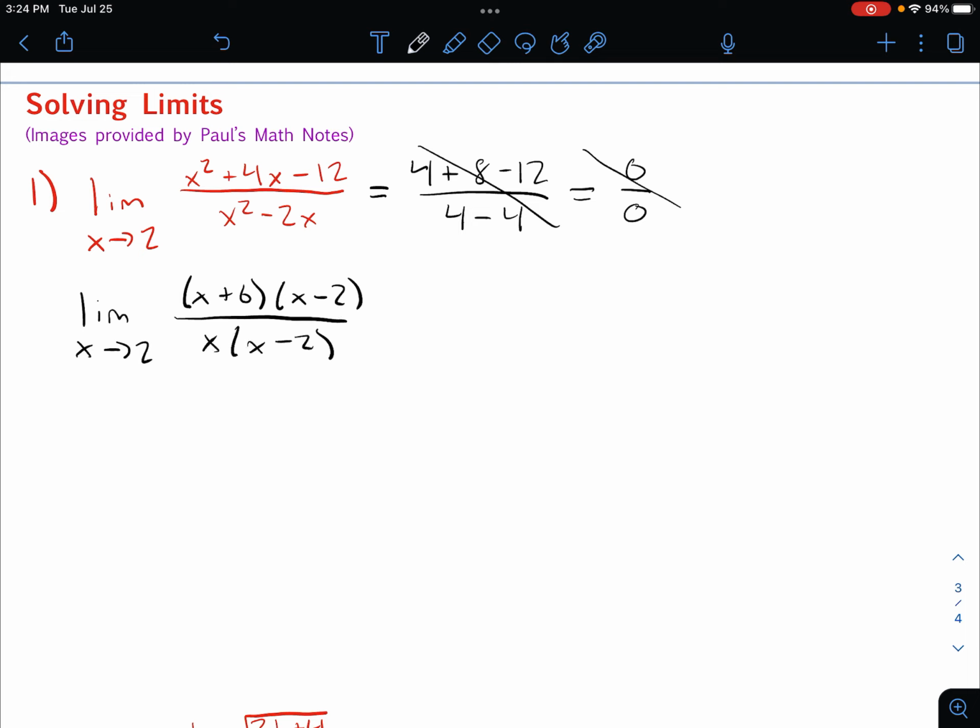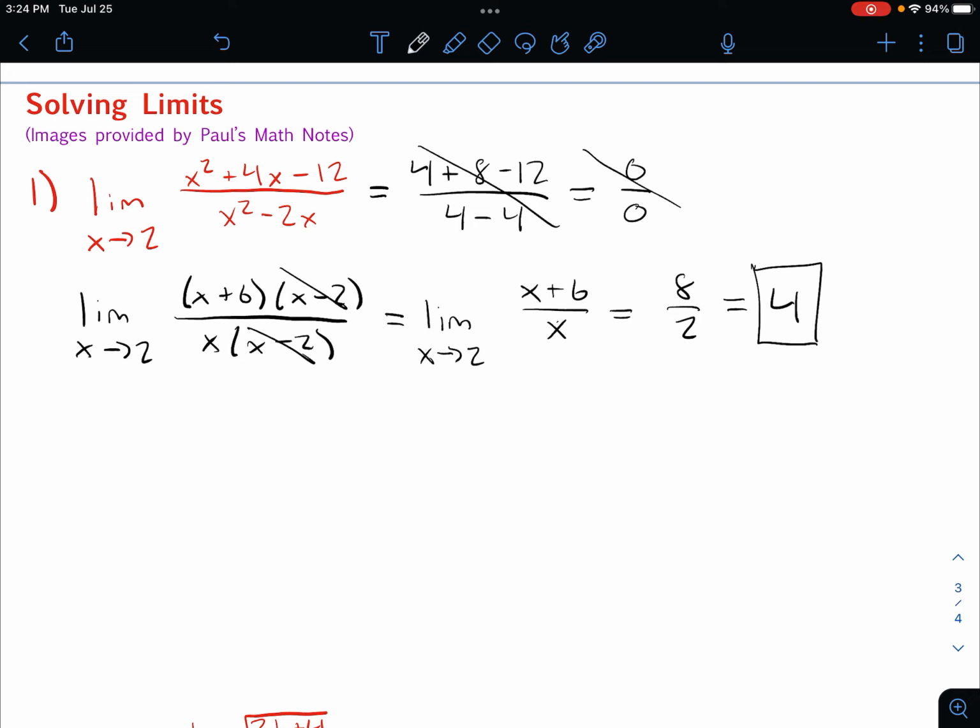minus 2. And so now we can see that these terms cancel, so that gives us limit as x approaches 2 of x plus 6 over x. So now when we put in a 2 for x, we get 2 plus 6, which is 8 over 2, 4. And this does agree with the estimated limit that we got in an earlier video.